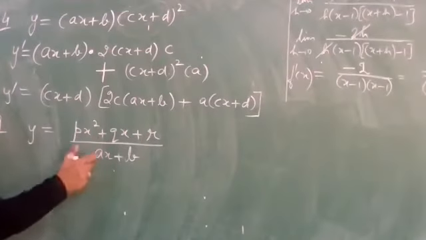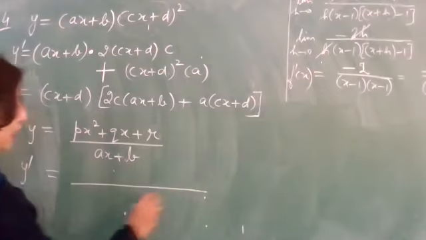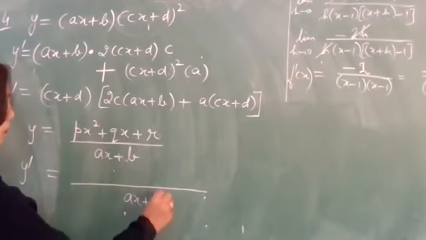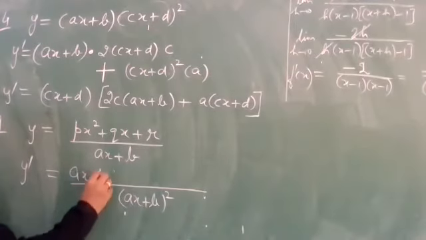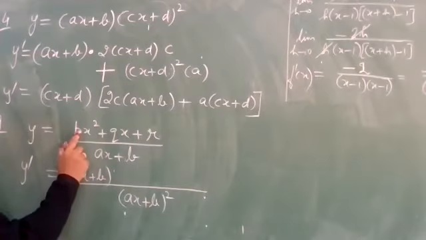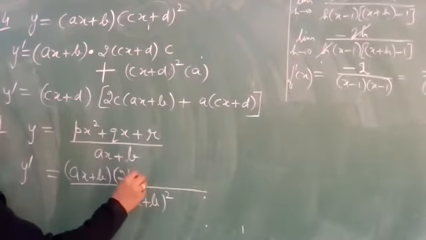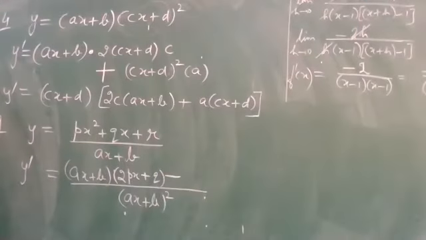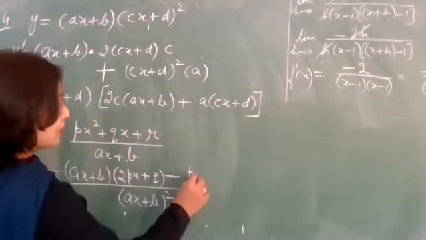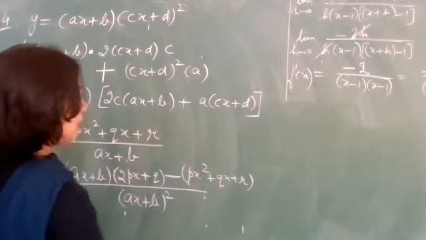Now here, if we look at this, which rule can be applied here? Quotient rule. So let's apply quotient rule. We are finding y dash. Square of the denominator, denominator as it is, derivative of numerator. What will be the derivative of px square? 2px. Very good. 2px plus q. We have a minus sign in between, right? Then numerator as it is, px square plus qx plus r, and derivative of denominator.